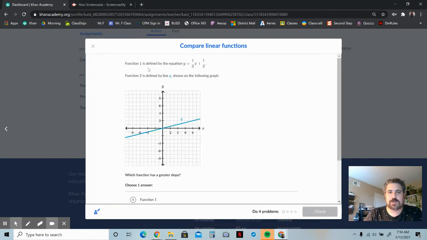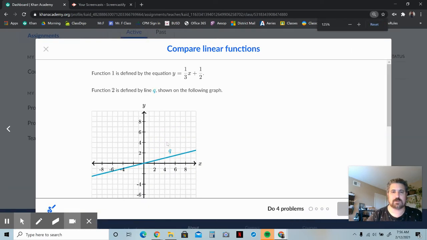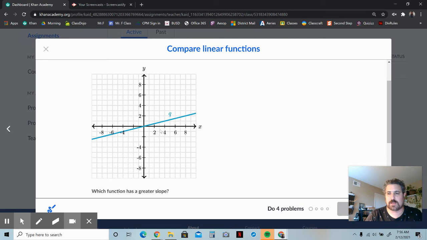So it says function 1 is defined by the equation y equals 1/3 x plus 1/2, and function 2 is defined by the line q shown on the following graph. Which function has a greater slope? Well, all you have to do to figure this out is to look and see what the slope of the function on the graph is, and then compare it to the function in the equation.